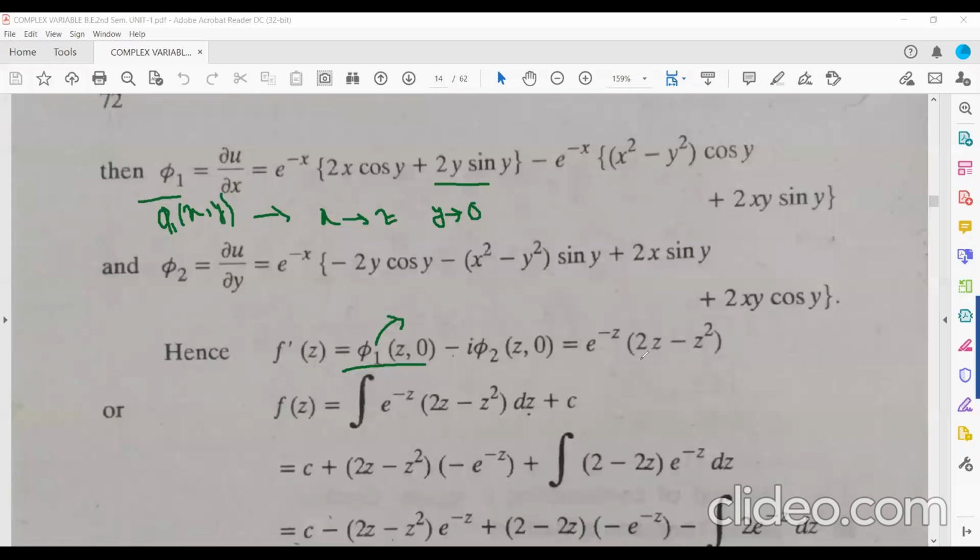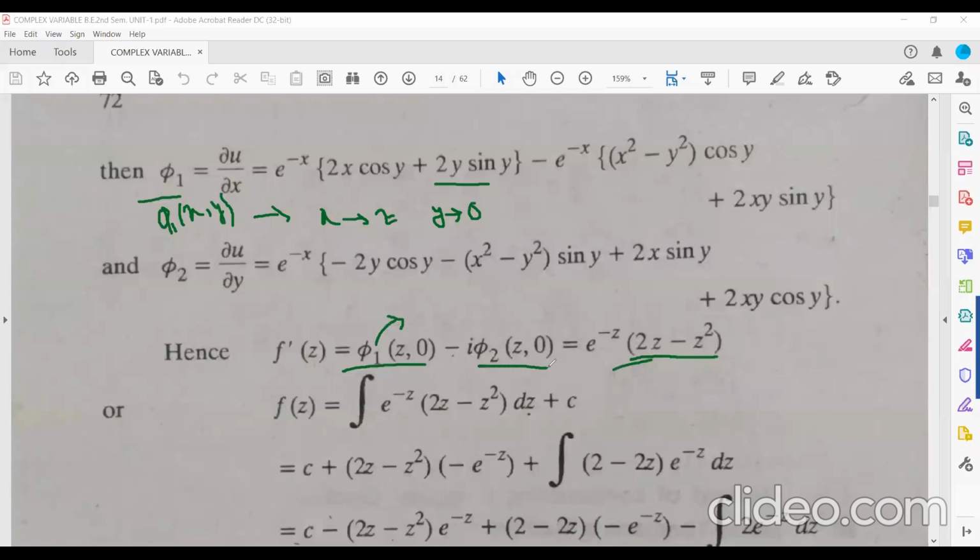So see here, twice z e to the power minus z, the first part. The second part here, minus e to the power minus z, z square, this will be 0, cos 0 is what? 1. So this will be e to the power minus z square. So e to the power minus z is common, so it will be twice z minus z square.